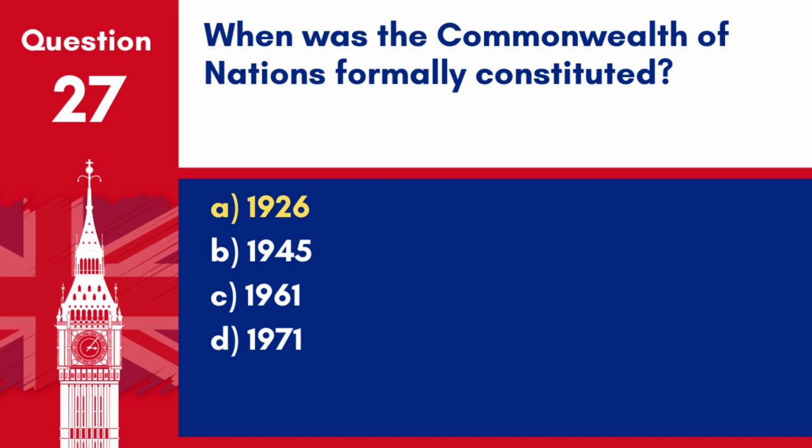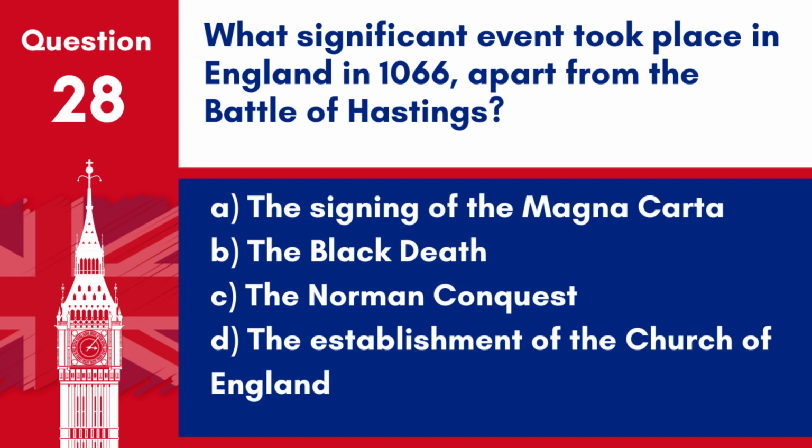Answer: A. 1926. The Commonwealth of Nations was formally constituted in 1926. Question 28. What significant event took place in England in 1066, apart from the Battle of Hastings? A. The signing of the Magna Carta. B. The Black Death. C. The Norman Conquest. D. The establishment of the Church of England.